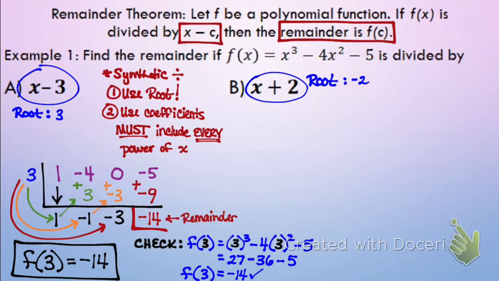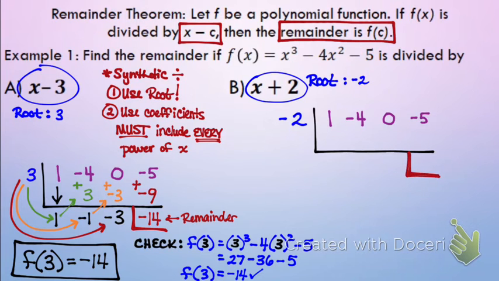So I start off with the same coefficients. My root goes on the outside. I know that over here is where my remainder will be. How do I start this? It's the first thing I do. Bring the 1 straight down. And then what?